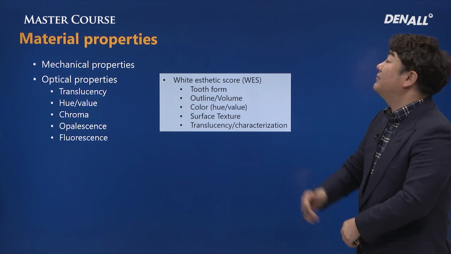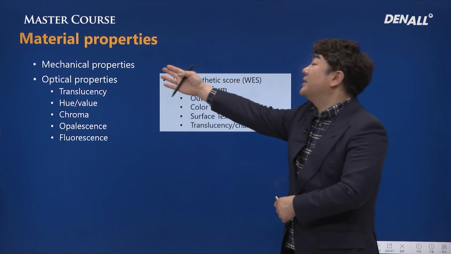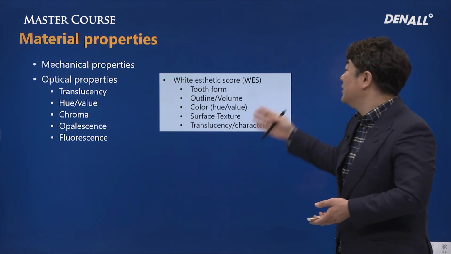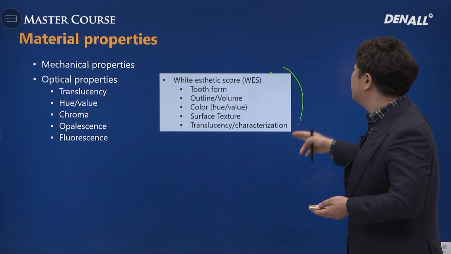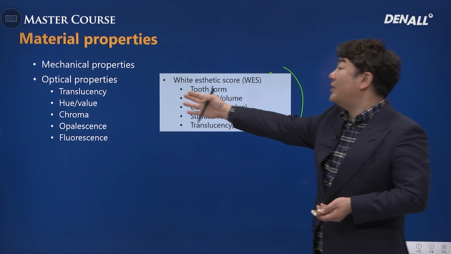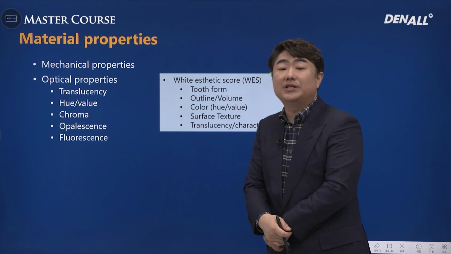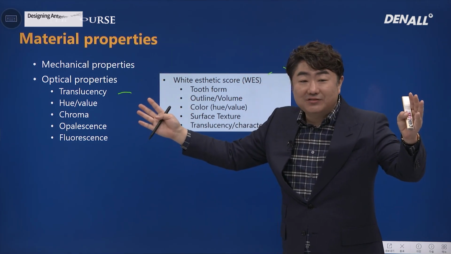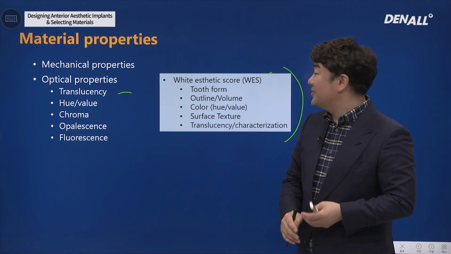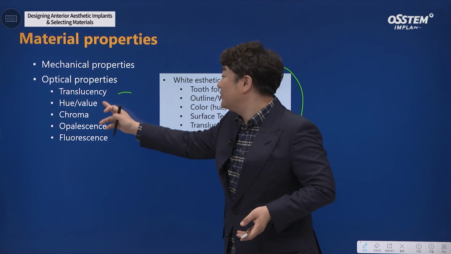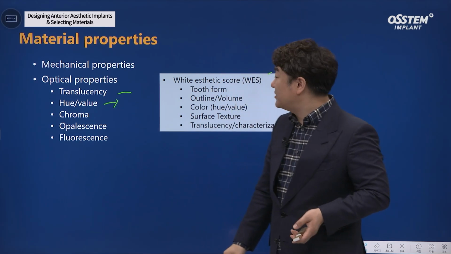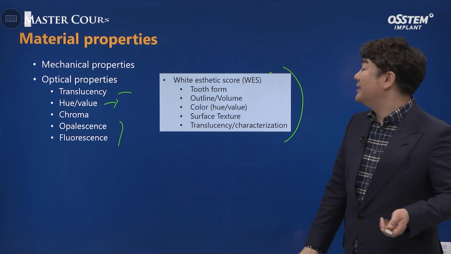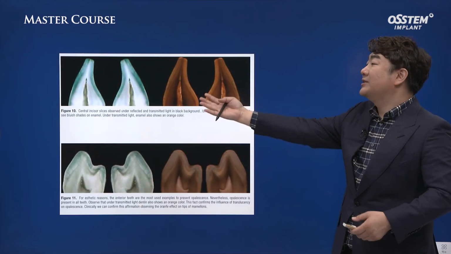The necessary properties of these materials include mechanical aspects like fracture strength or flexural strength. Also, we need to understand optical properties to adequately provide white aesthetics. Translucency is in between opaque and transparent. We all know about hue, value and chroma. This is created from our shade guide. There's also opalescence and blueness.